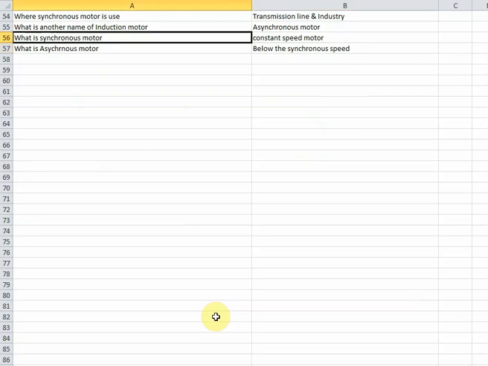But if you have a synchronous motor, yes, it is going to rotate at 10 km per hour. But an asynchronous motor is going to run below the rated speed, 9 km per hour. That's all. Do you understand the difference between synchronous motor and asynchronous motor? Yes, sir.